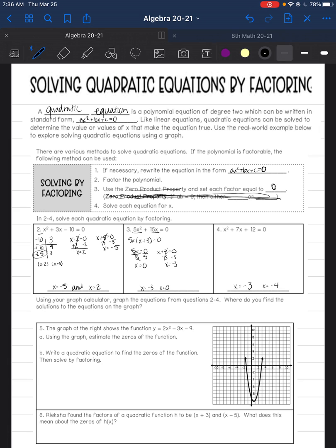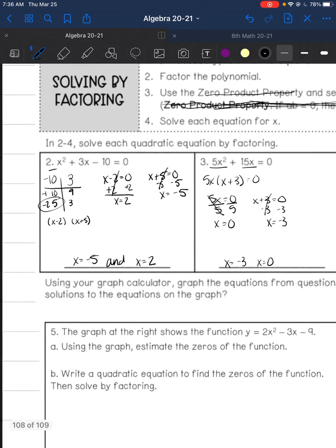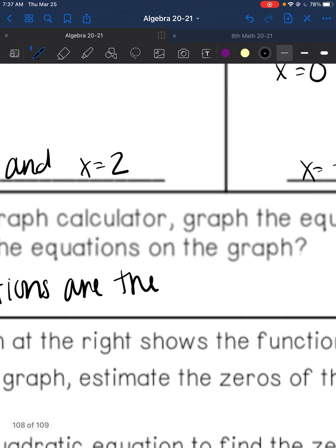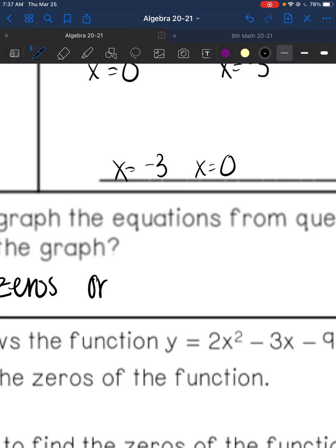It says, using your graphing calculator, graph the equations from questions 2 through 4. Where do you find the solutions to the equations on the graph? The solutions are the zeros or x-intercepts. Zeros or x-intercepts.